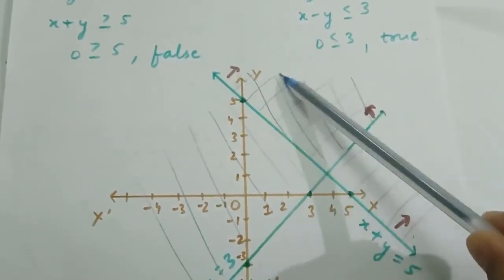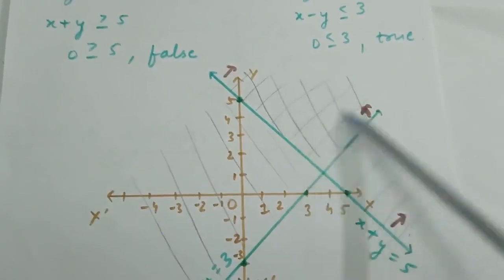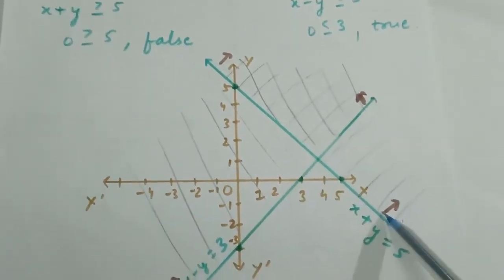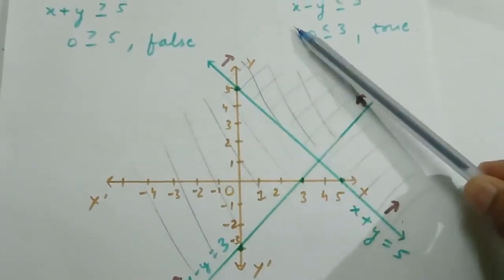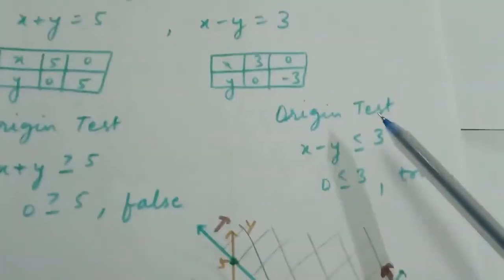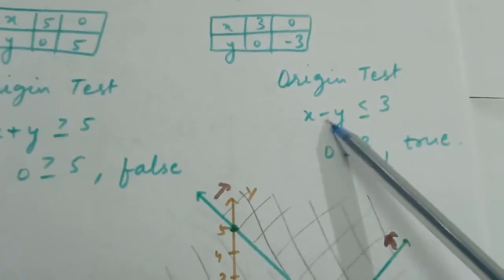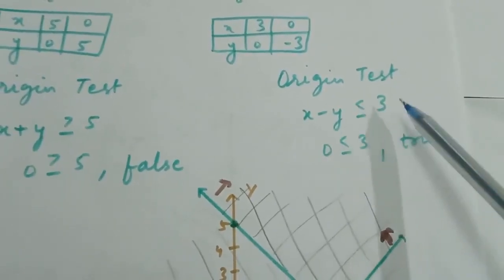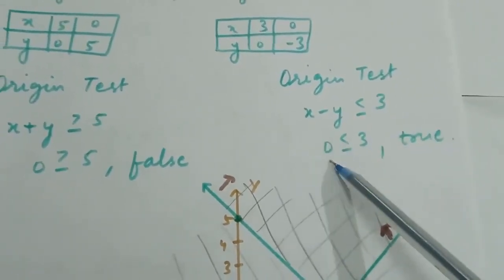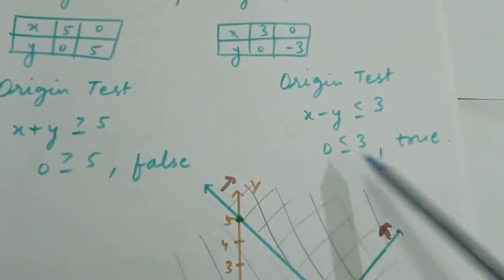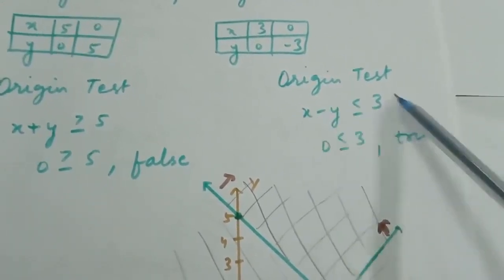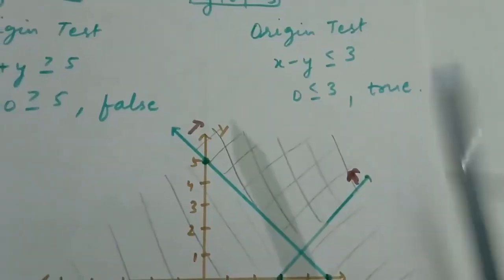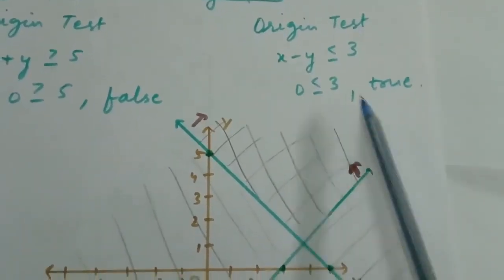So draw these lines. Right? Draw the arrow to show the solution. That solution lies on this side. Now the second inequality given is x minus y less than or equal to 3. When you will put 0, the answer will be true. 0 less than or equal to 3 is true.